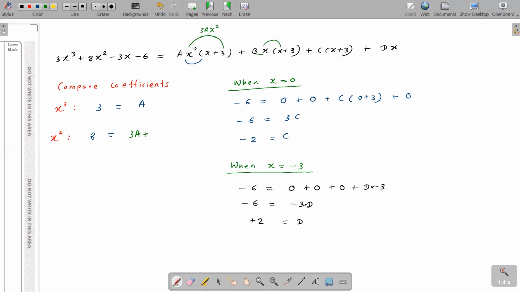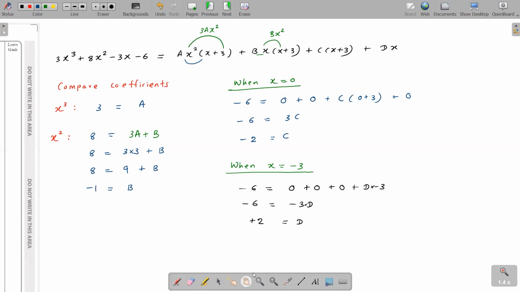Plus, that's not all. Bx into x is bx square. Can you see? So bx square means the x square coefficient is b. Then do I have any other x square? Bx into 3 is 3bx. Cx into c into x is cx. C into 3 is 3c. And again dx. Do I get any x square again? No. So this is all I have for the x square coefficient. So replace the a with what you found. 8 equals 3 times a, which is 3. So 8 equals 3 times 3 is 9 plus b, which gives me b equals 8 minus 9. b is minus 1.